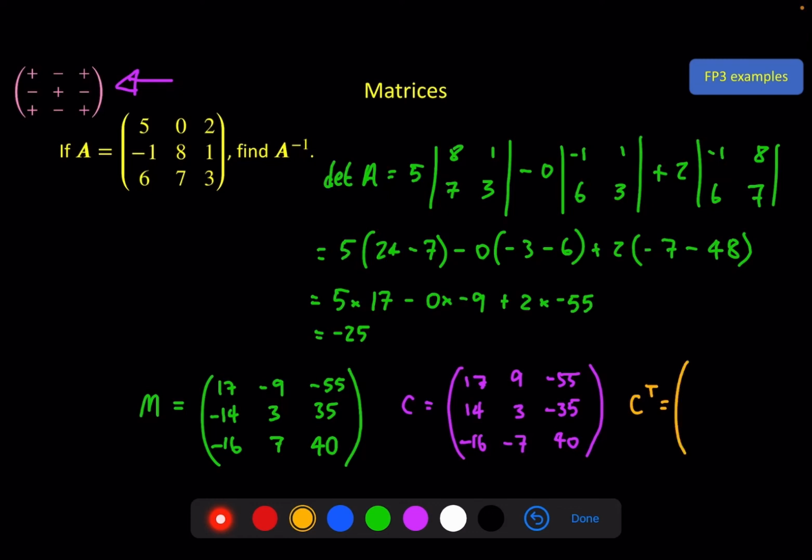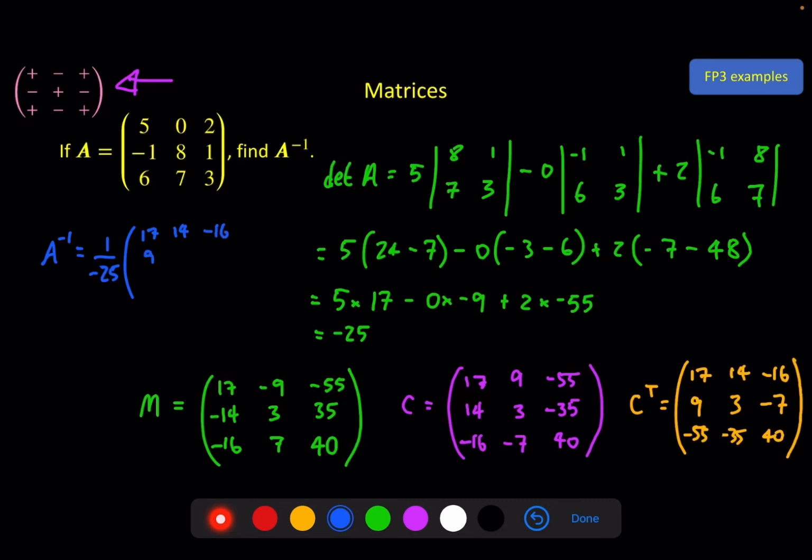So changing the columns into rows, I get 17, 14, minus 16, 9, 3, minus 7, minus 55, minus 35, and 40. Then the final step to give my final answer: the inverse of A is equal to 1 divided by the determinant, minus 25, times the matrix of the transpose of cofactors: 17, 14, minus 16, 9, 3, minus 7, minus 55, minus 35, and 40.